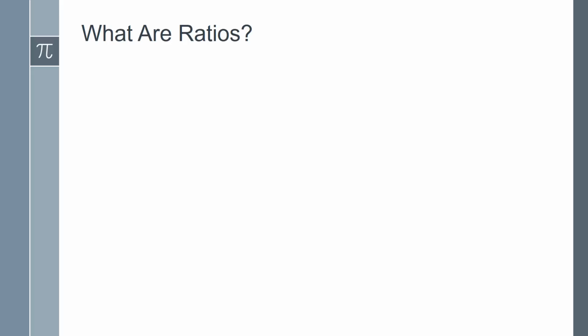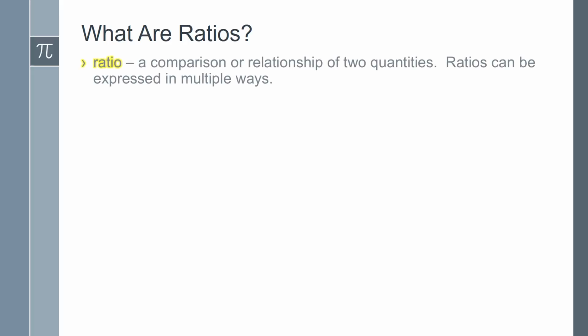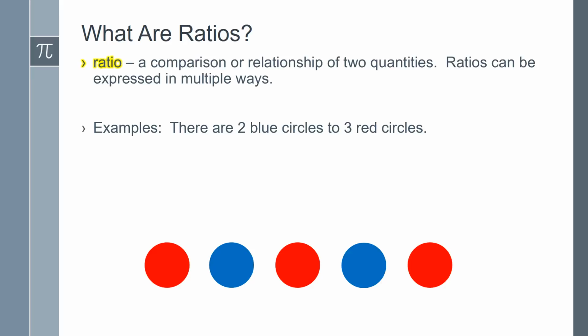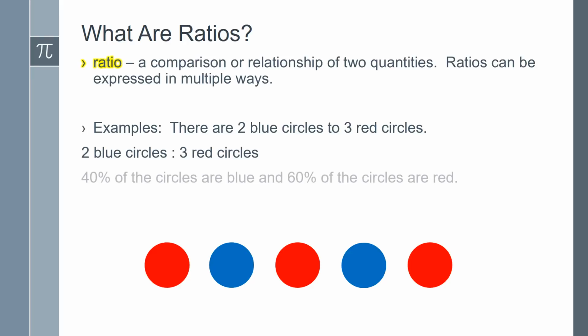First, we need to know exactly what a ratio is. A ratio is a comparison or relationship of two quantities. Ratios can be expressed in multiple ways. For example, if you look below, there are 2 blue circles to 3 red circles. This can also be written using a colon in between, 2 blue circles to 3 red circles. We can also express ratios as percentages. 40% of the circles are blue, and 60% of the circles are red.